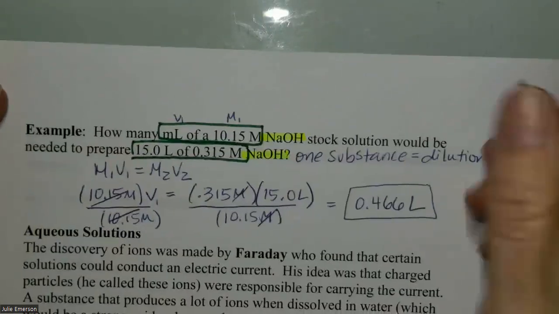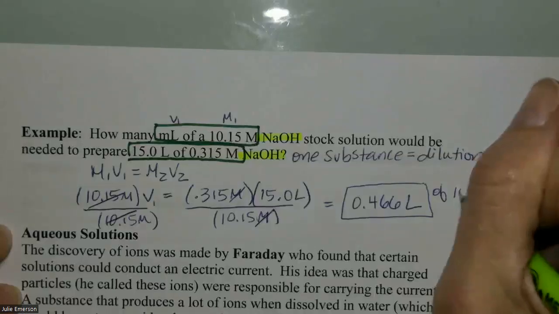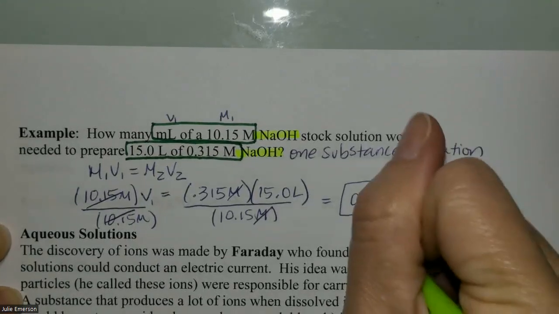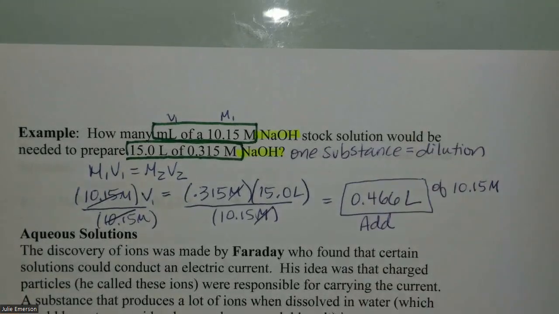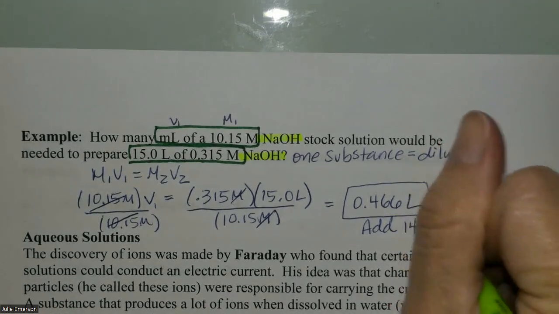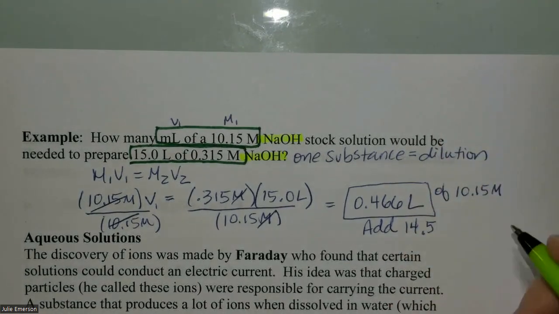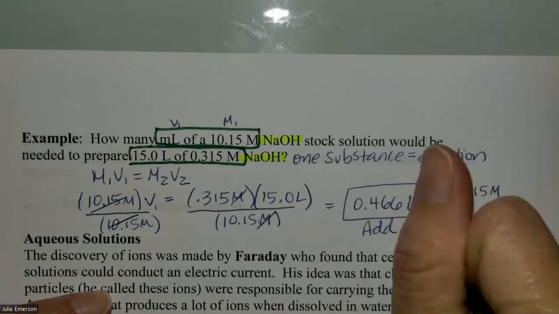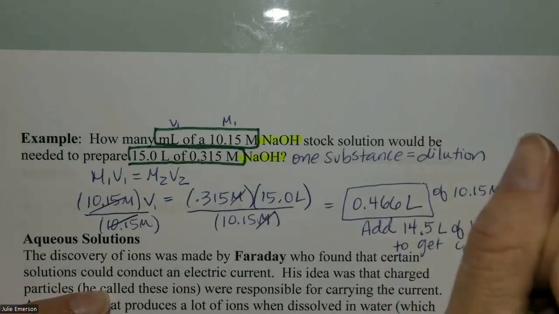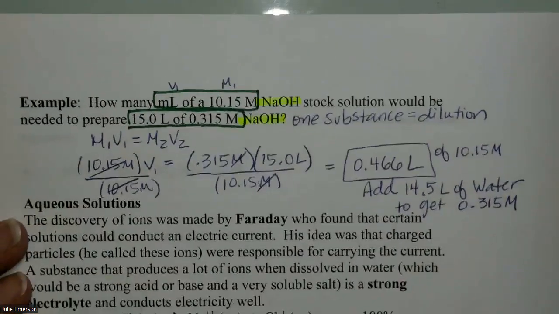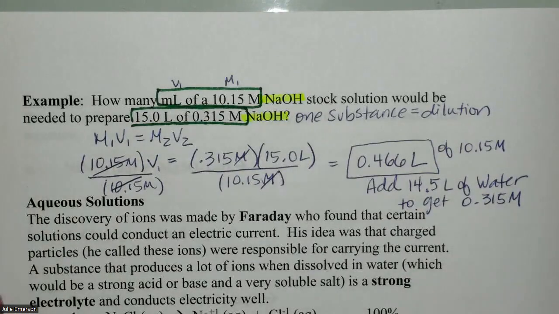All right, so this would be the amount of the 10.15 molar solution. And then to that, we would add, let me just take a difference, 15 minus 0.466. And so you'd get 14.5, keeping the decimal place, liters of water to get 0.315 molar. All right. And that would give you the 15-liter total volume.